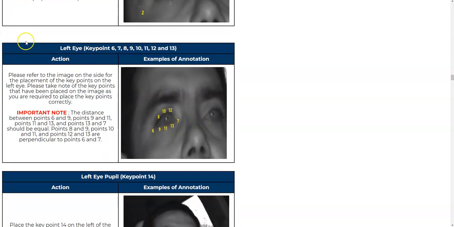Okay, so now we move on to left eye key points. So the key points would be 6, 7, 8, 9, 10, 11, 12, and 13. As you can see, the order will be 6, 7, 8, 9, 10, 11, 12, 13. Okay, the distance between point 6 and 9, if we join this, the distance between 6 and 9, 9 and 11, 11 and 13, and 13 and 7 should all be equal. All should be equal, right?